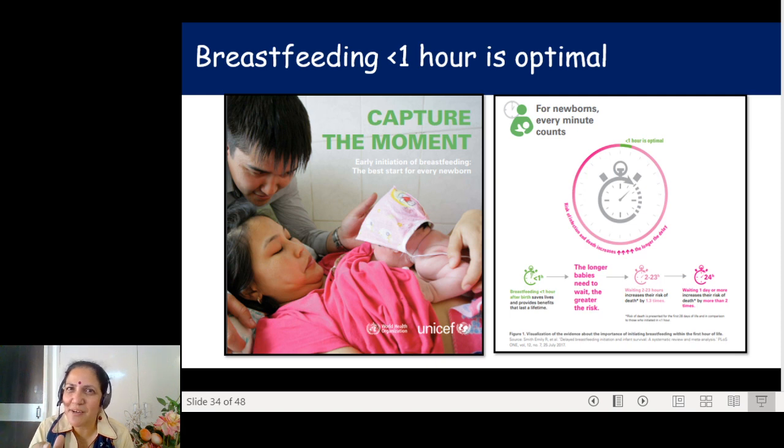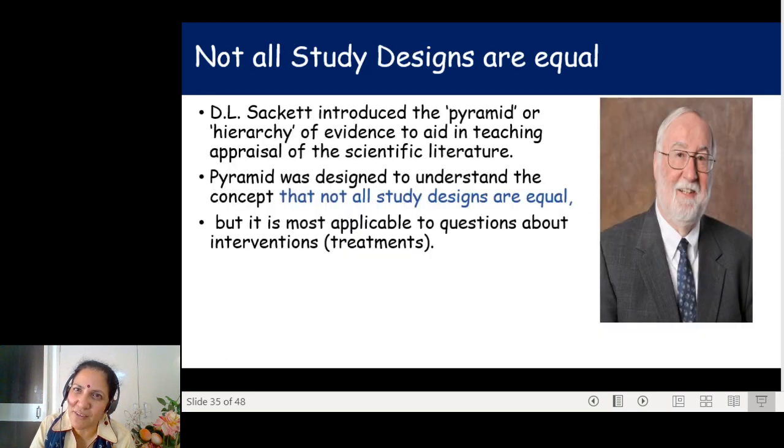And we all are aware that breastfeeding within 1 hour is optimal, and waiting 1 day or more increases the risk of death more than 2 times. So friends, I always wondered whether I could do that study and really prove for myself whether honey has some causality related to botulism, but still I'm not able to do that study.